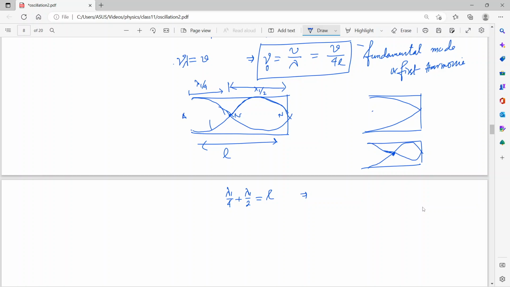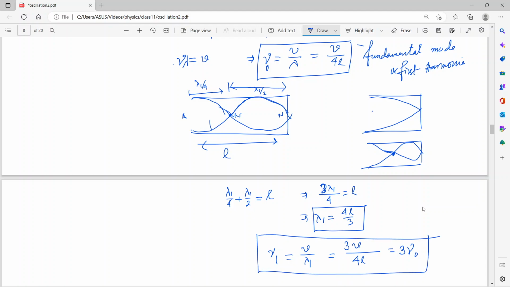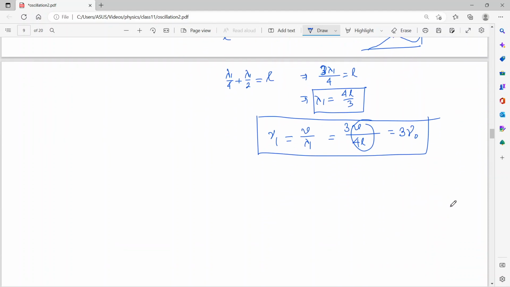So 3 lambda 1 by 4 equals L, or you can say lambda 1 equals 4L by 3. So what we know is that the frequency equals V by lambda 1, velocity by 4L by 3. So you can say 3 mu naught, because V by 4L we already got as mu naught. So this is the third harmonic. This is called the third harmonic.